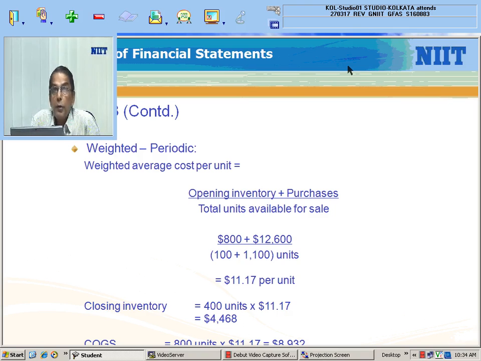How many goods have been sold? Cost of goods sold is also calculated directly using the average cost per unit. 800 units have been sold at 11.17, the average cost of each unit, so the cost of goods sold comes to 8,932 under this method. When you use the average cost method, the value of the closing inventory as well as the cost of goods sold gets changed. They are different.